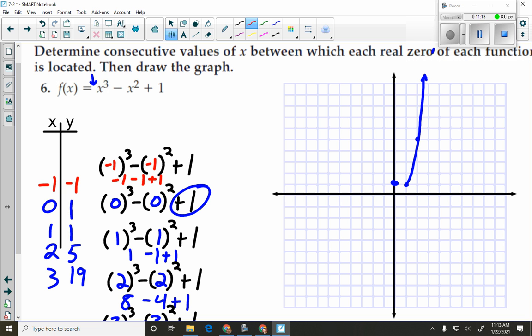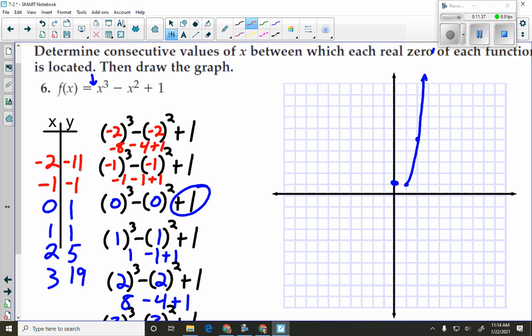Okay. Negative 2. Let's do it again. Just keep grabbing that same equation. Plug in negative 2. And we're at a negative 8 minus a positive 4 plus 1. We're looking at a negative 11. Now, this is off my graph. The question is, do I need to put in a negative 3 or not?